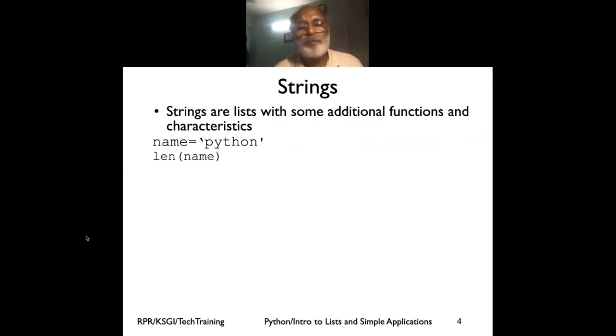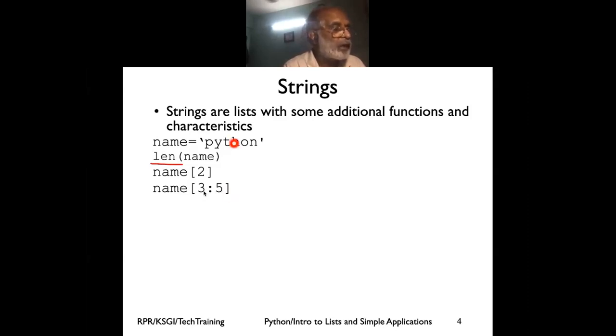Now, same as in the list, length gives you the length of the string, whatever data you have. And if I say name[2], it will give me the character at index 2. So name[2] will give me letter T. name[3:5] will give me index 3 and 4, which is H and O.